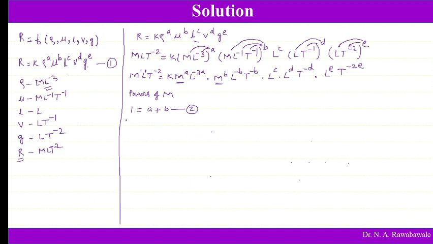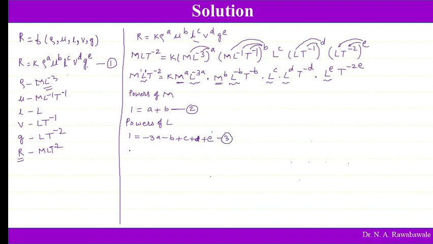Now collecting powers of L. Power of L on left hand side is 1 is equal to, so here this is L, here is L, that is minus 3A, then minus B, plus C plus D, then L to the power of E, plus E. So we call this as equation 3.